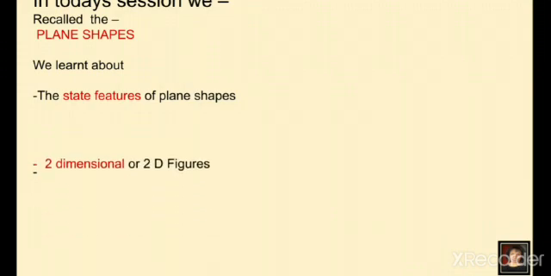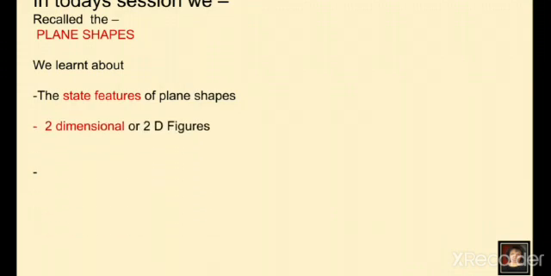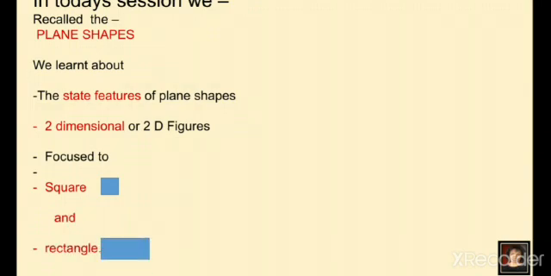In today's session we first recalled the plane shapes. We learnt about the features of the plane shapes. We learnt about two-dimensional figures, and our focus was on the square and rectangle. So what did we learn, children? Squares have 4 corners. Rectangles and squares have 4 corners and 4 sides. In squares, all the sides have equal length. In rectangles, the opposite sides are equal in length.